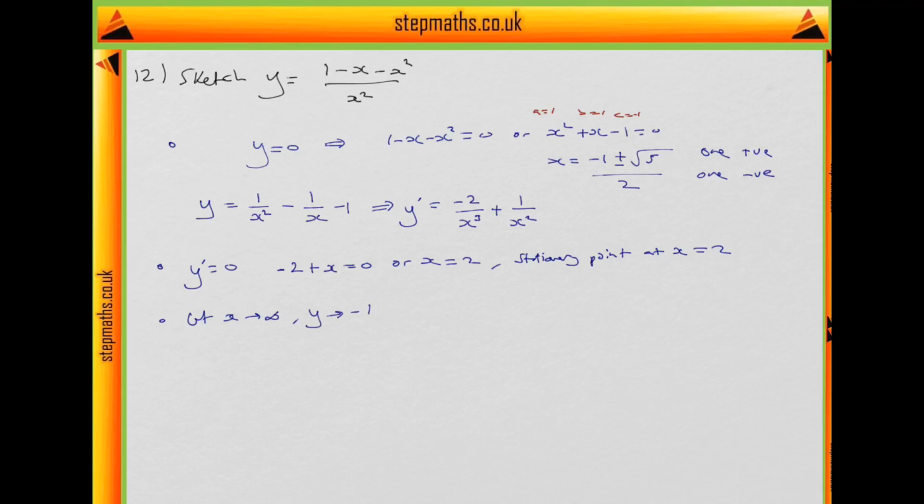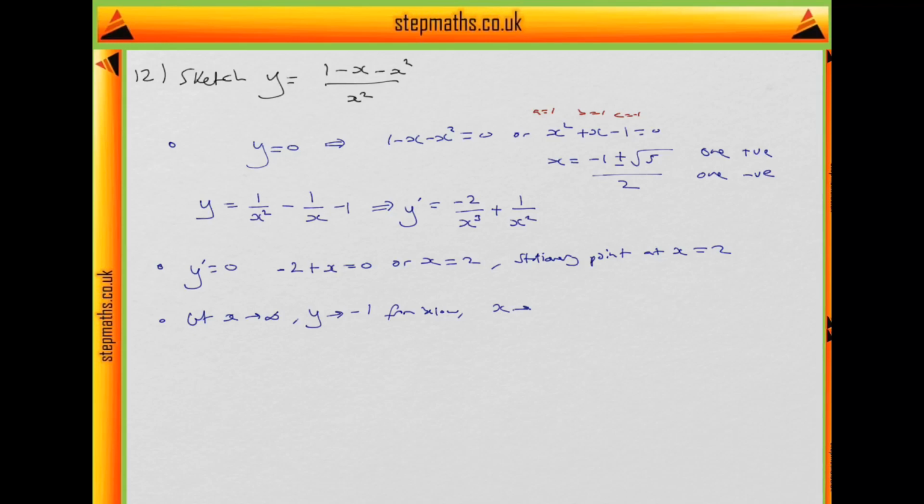Is it from above or below? Well, this is going to be a positive term, and this is going to be a negative term, but the negative term is going to be larger than this 1 over x squared, because 1 over x squared will tend to 0 faster than the 1 over x tends to 0. So we're going to have it tending to minus 1 from below.